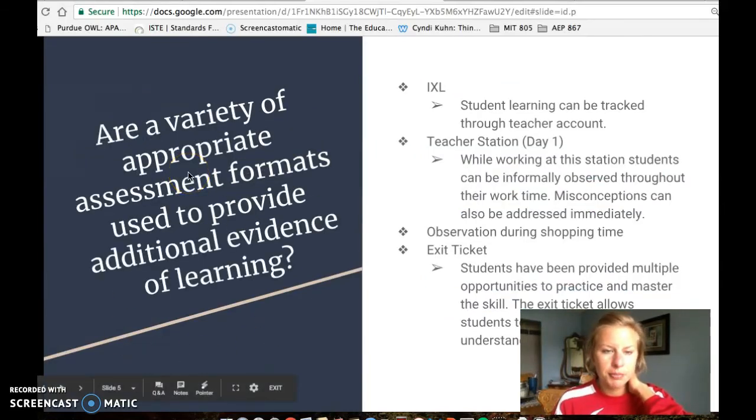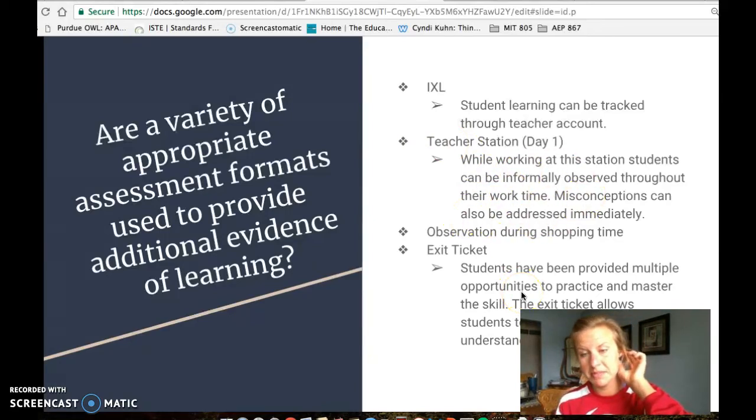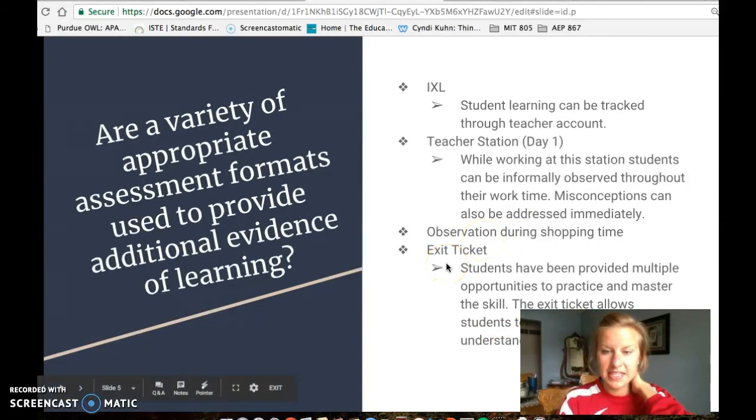Are a variety of appropriate assessment formats used to provide additional learning evidence? Again, IXL was one way. That was an online program that provides independent practice on the computer and immediate feedback. Teacher station, I'm assessing them informally, just through observation, and then immediately addressing those misconceptions. During their shopping time, I'm observing them. And then, of course, the exit ticket.